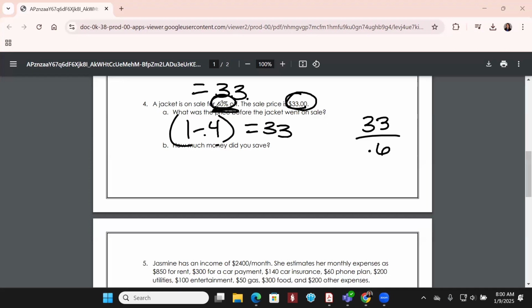Because the 40% off is not off of the 33. It's of the original price. The 1 minus 0.4 gives you that 0.6. Where's the one? So it's 100% minus that 40%. Okay, so what'd you get when you divided this? 55. So the original sale price is 55. Okay, so watch this again. We went from $55. There was a 40% off sale. What's 55 times 0.4? 22. Okay, that's how much we saved, right?